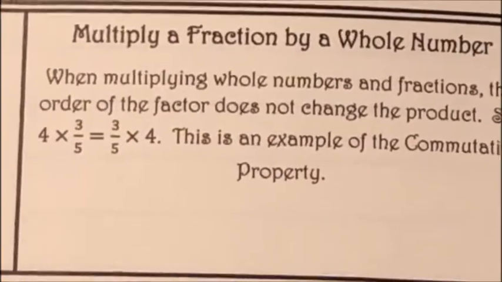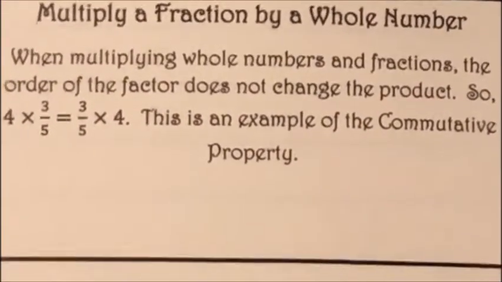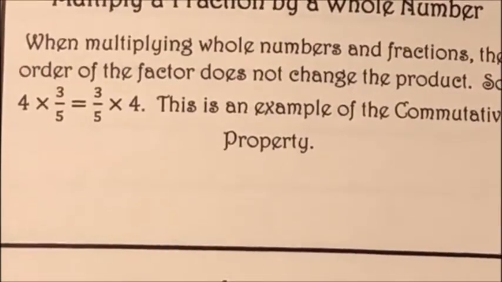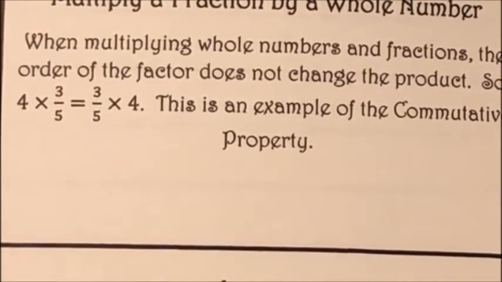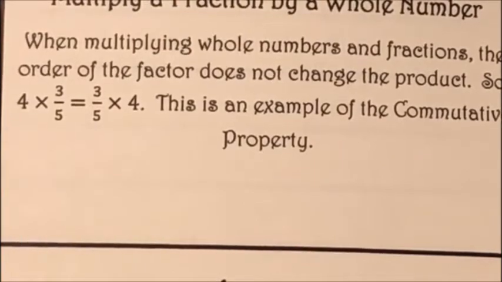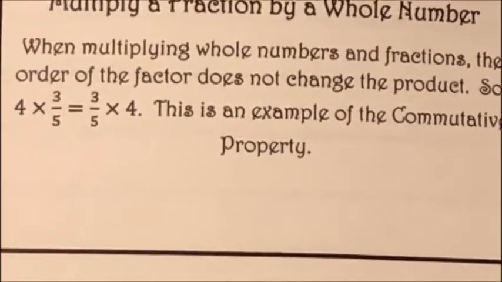I can also multiply a fraction by a whole number. Again, we're dealing with the commutative property, so it doesn't matter what order I do it in. When multiplying whole numbers and fractions, the order of the factors does not change the product. So 4 times 3/5 is the same thing as 3/5 times 4. This is an example of the commutative property.